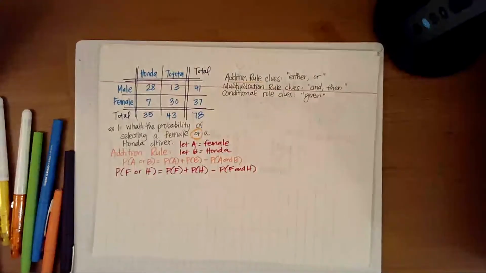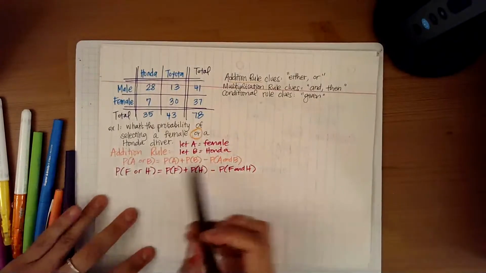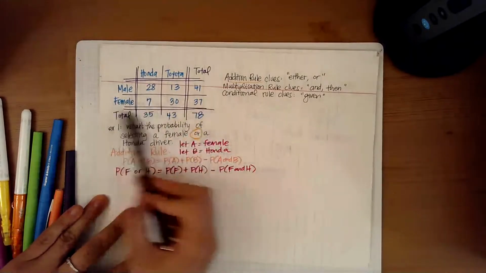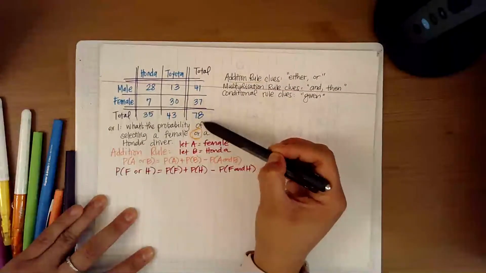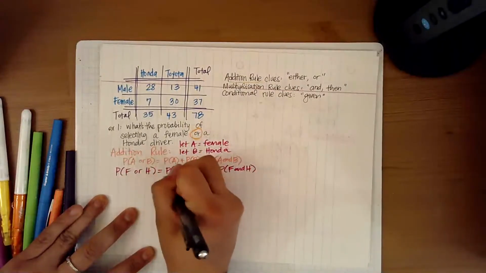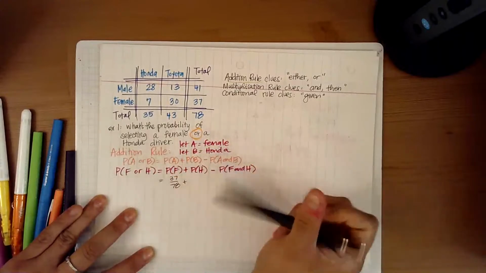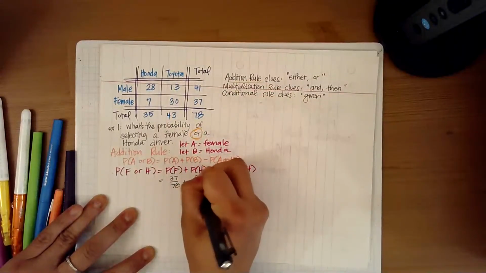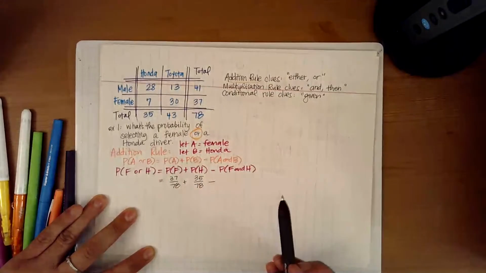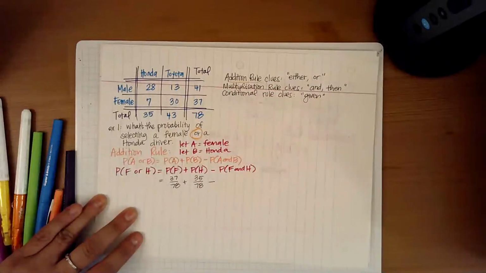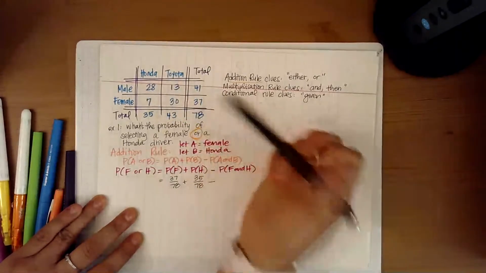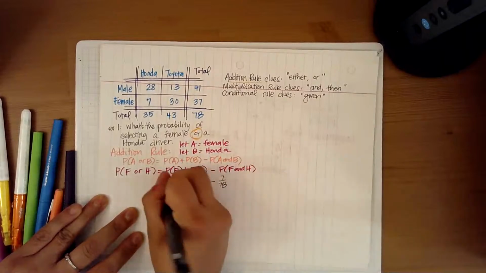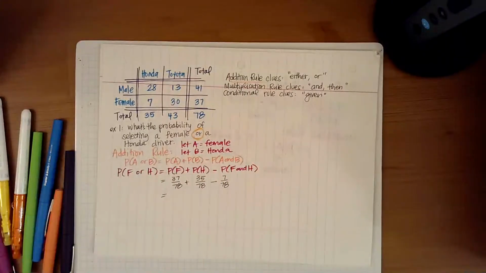Okay, so given that, what's the probability of choosing a female? Here's my female analysis. The probability is going to be 37 out of 78. What's the probability of choosing a Honda driver? Here's my Honda analysis. That means 35 out of 78. But again, I have to subtract that intersection. What is the probability of choosing a female Honda driver? That's 7 out of 78. So 37 plus 35 minus 7 gives me 65 out of 78.